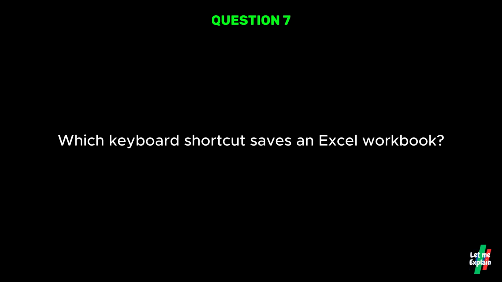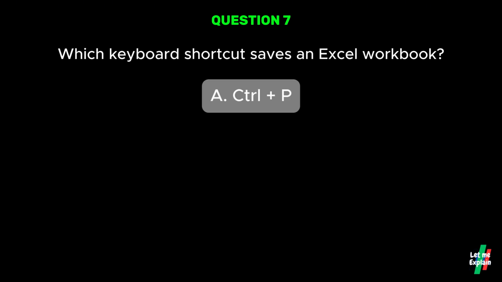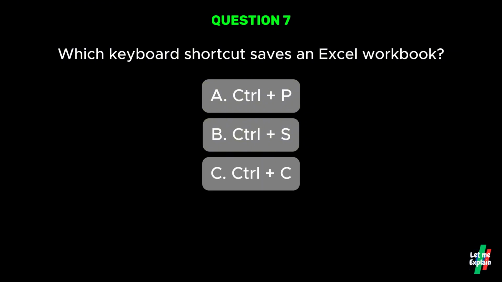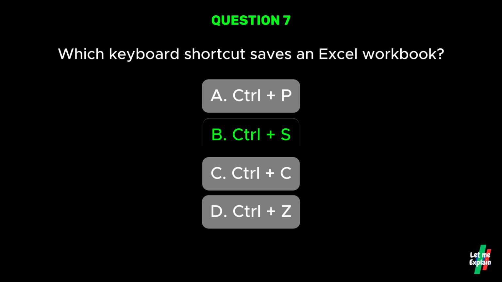Question number 7. Which keyboard shortcut saves an Excel workbook? Control plus P, Control plus S, Control plus C, Control plus Z. The correct answer is B. Control plus S is one of the most important shortcuts in Excel and many other applications. Use it frequently to avoid losing work.